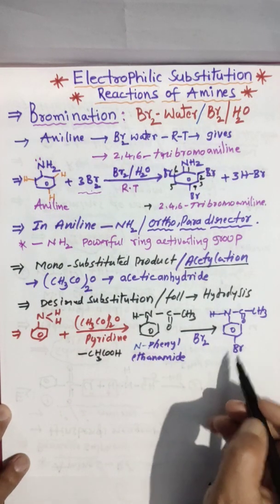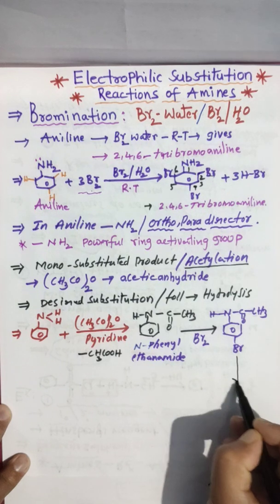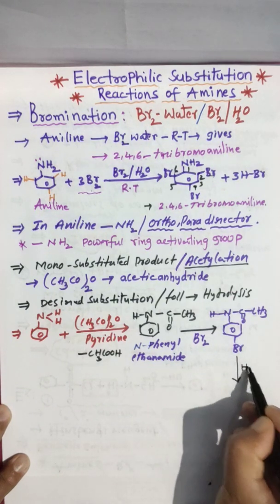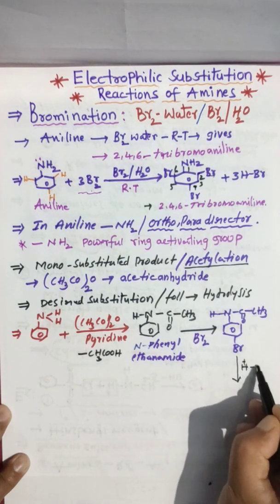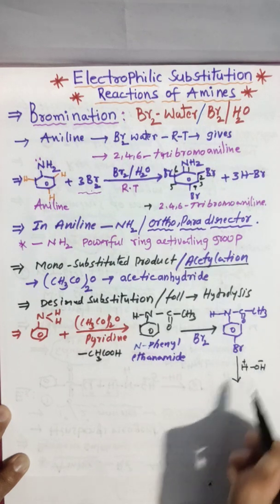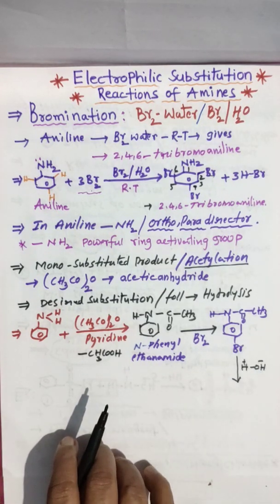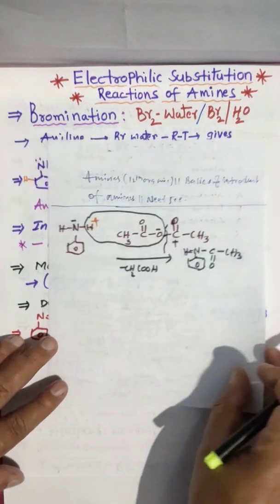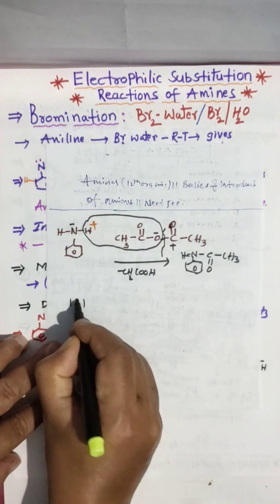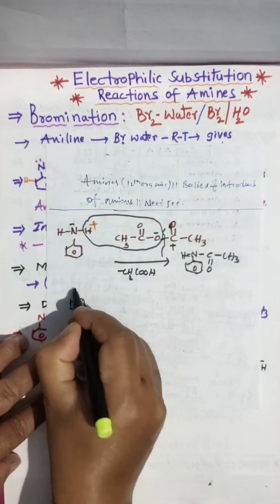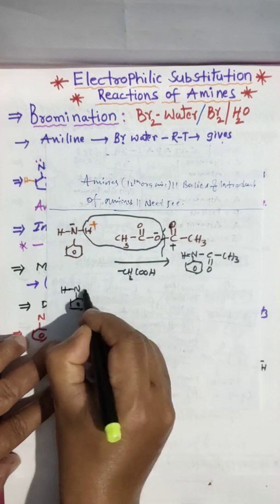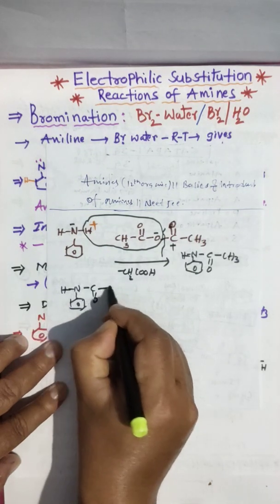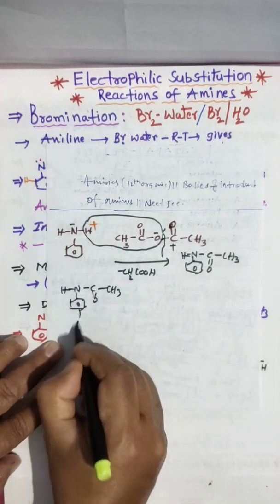So now we got this, and further it is subjected to hydrolysis. Hydrolysis is nothing but water. What happened in hydrolysis? See here. This is the product we got, that is the intermediate: C double bond O CH3, bromine.